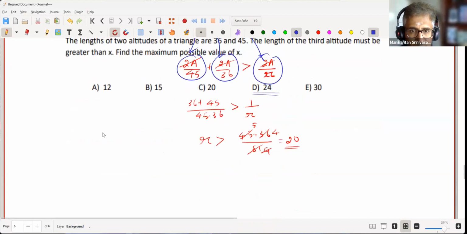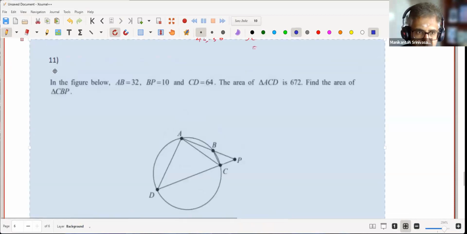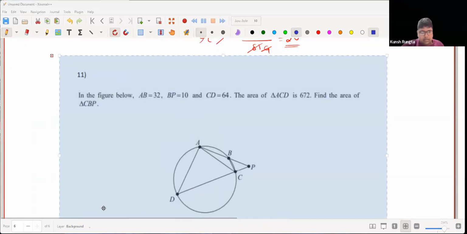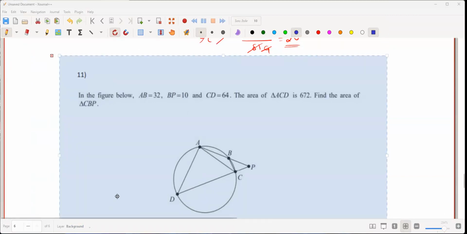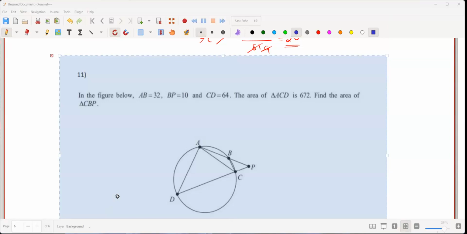Next one. Question 11. Kunsh, were you able to do this? No, sir. I tried, but I got stuck somewhere in the middle. Sorry, what did you say? I wasn't able to get an answer. Okay. Yeah, this is slightly on the harder side.